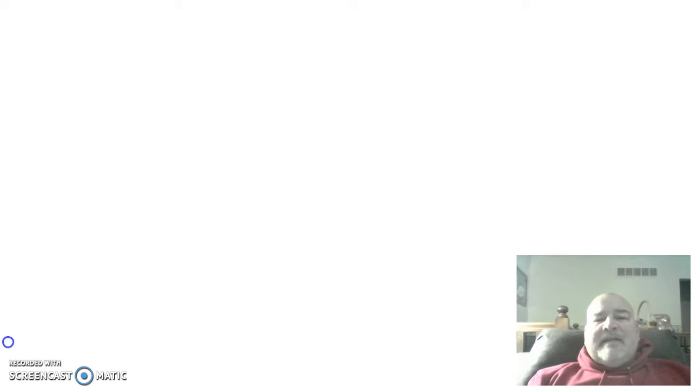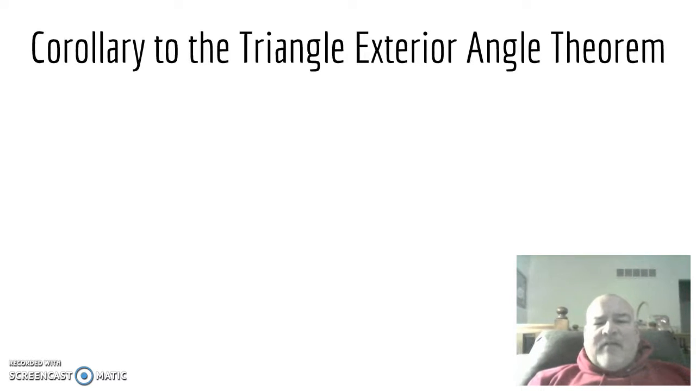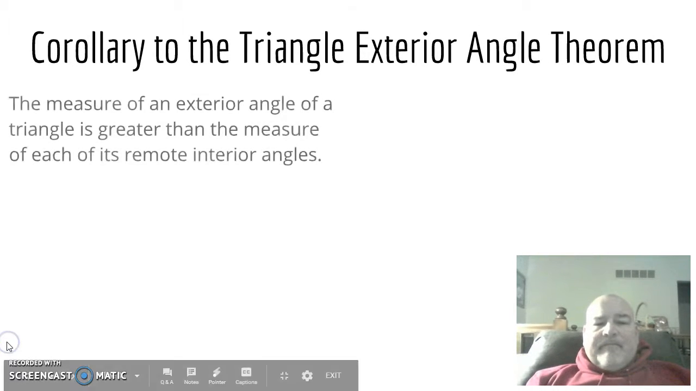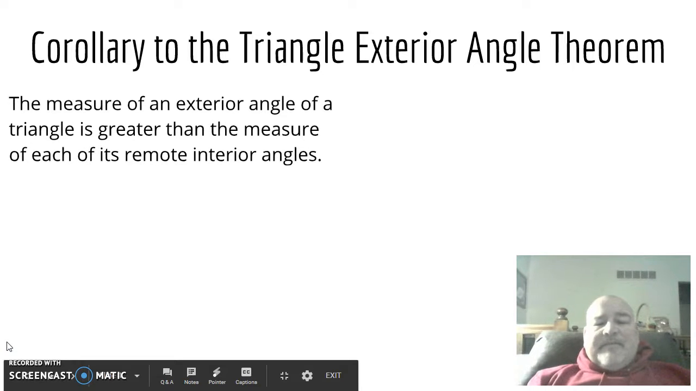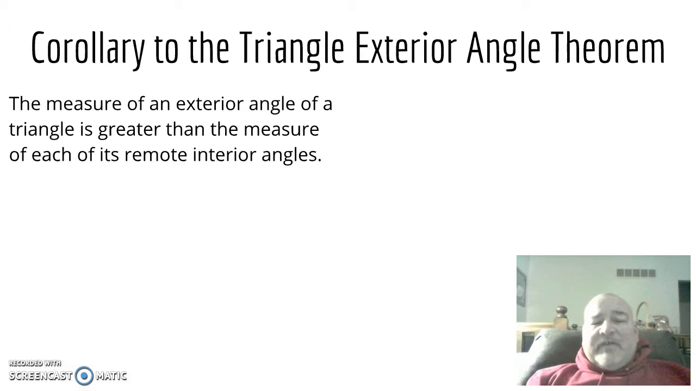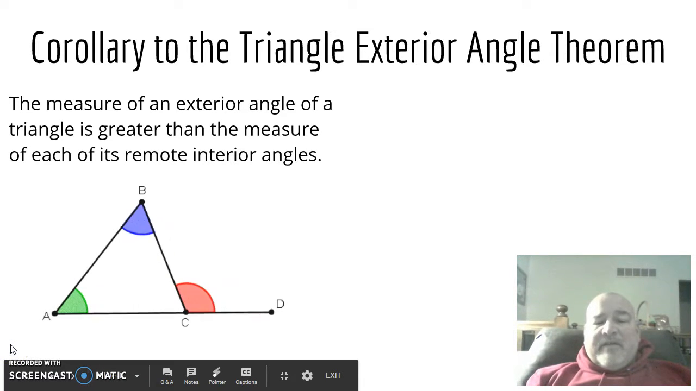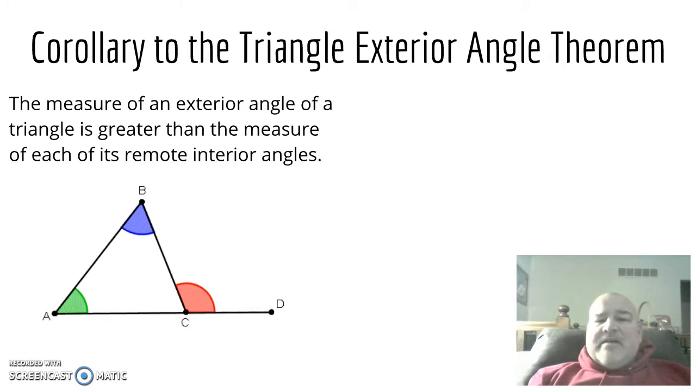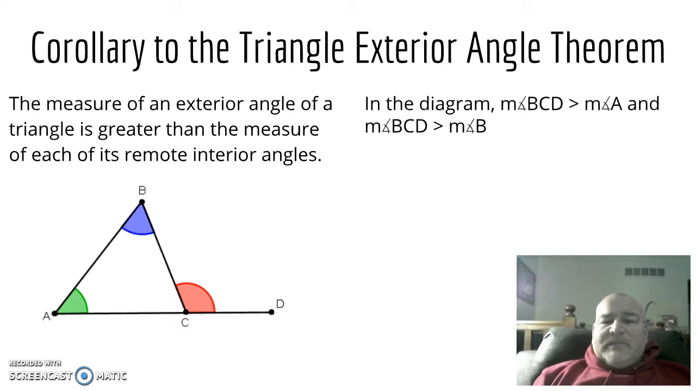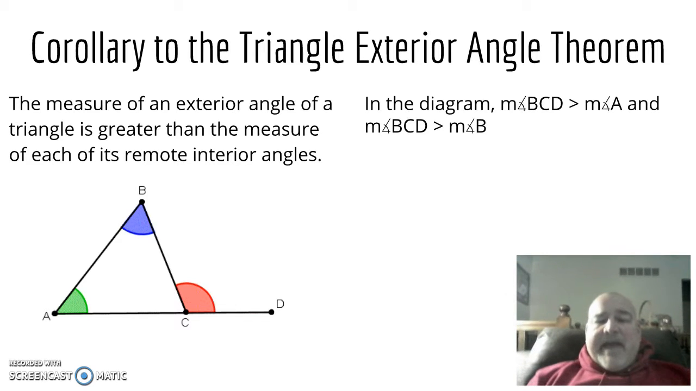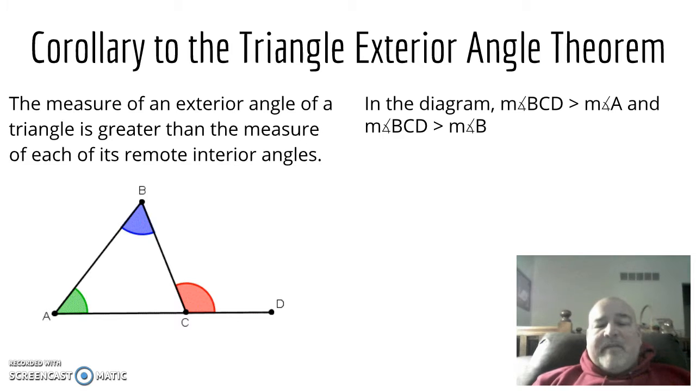Today we're going to extend that with a corollary to the triangle exterior angle theorem. It's simply this. Since you have to add the two remote interior angles together, the measure of an exterior angle is greater than the measure of each of its remote interior angles, such as in this diagram. The exterior angle would be angle BCD, and it would be formed by adding together angle A and angle B. Therefore, angle BCD is greater than the measure of angle A, and angle BCD is greater than the measure of angle B.